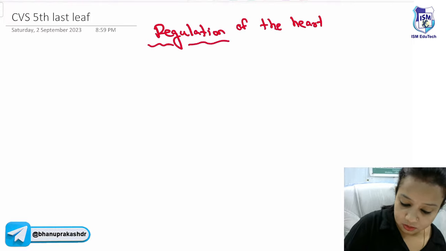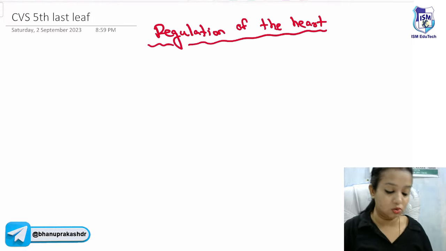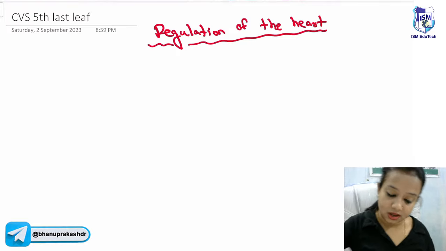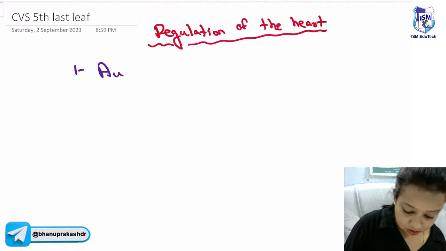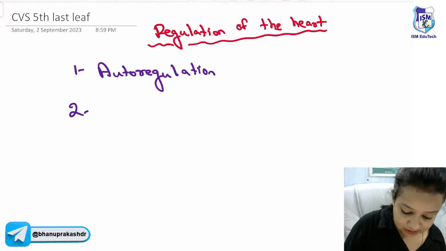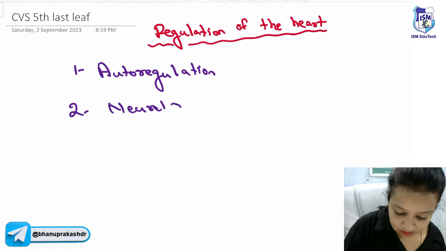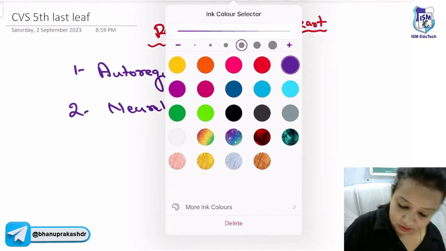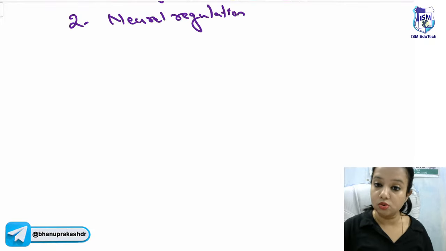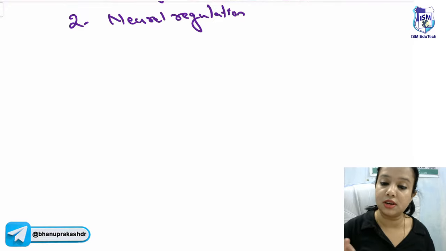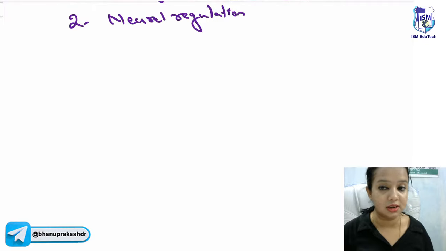Now, the heart is a beautiful organ, and its main function is to keep on pumping the blood until and unless the person dies. It has two types of regulation. First is the autoregulation, and second is the neural regulation. Autoregulation of the heart is the capacity, or the own capacity, of the heart to regulate whenever there is an increase or decrease in the blood flow.